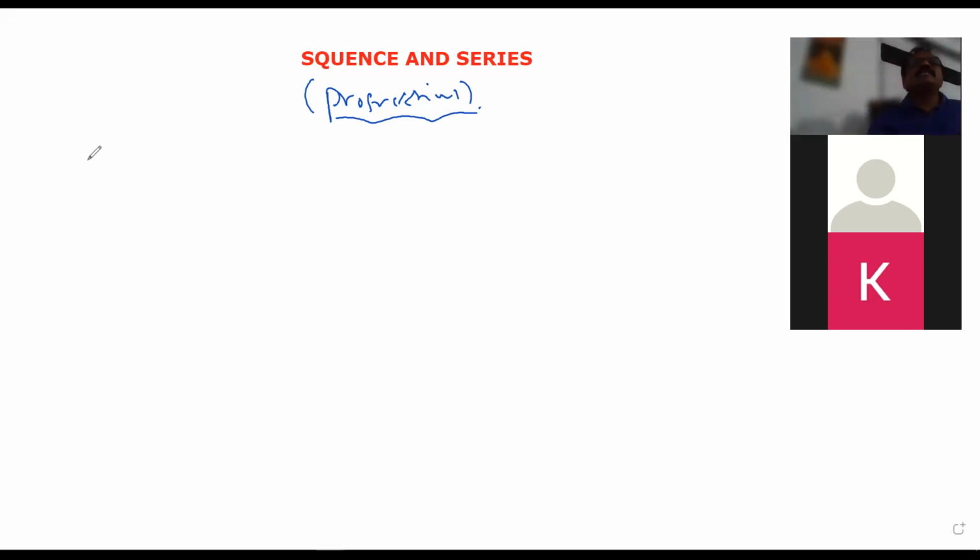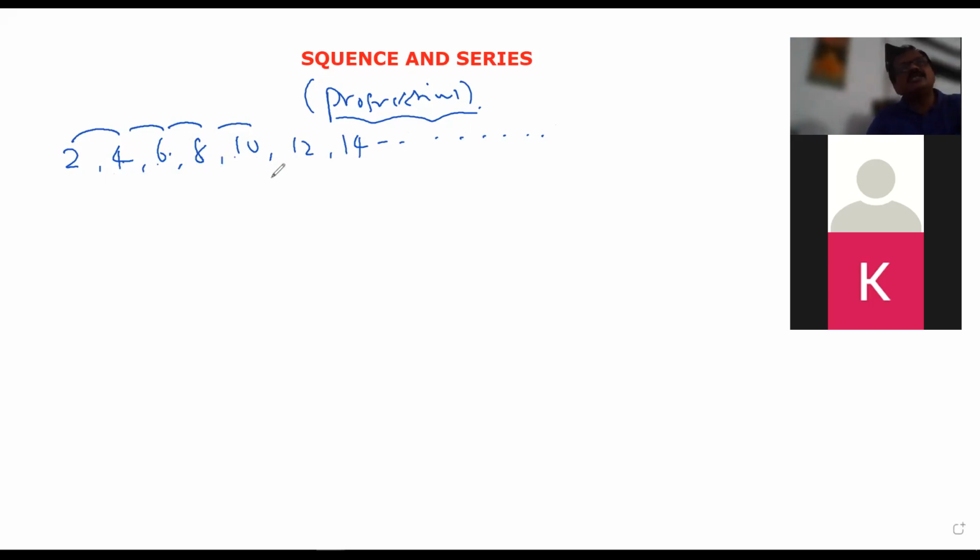For example, you take 2, 4, 6, 8, 10, 12, 14, and so on. Try to understand: the difference between two consecutive terms is equal here. 4 minus 2 is 2, 6 minus 4 is 2, 8 minus 6 is 2, 10 minus 8 is 2. So the difference between any consecutive terms is the same. This is called a sequence or series. Here, when the difference is the same, this is called arithmetic progression or arithmetic series.